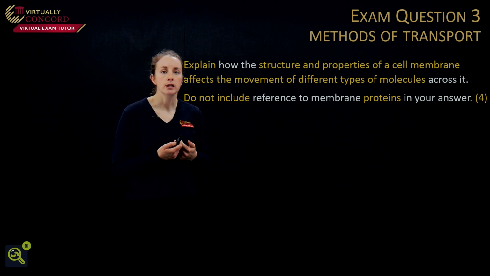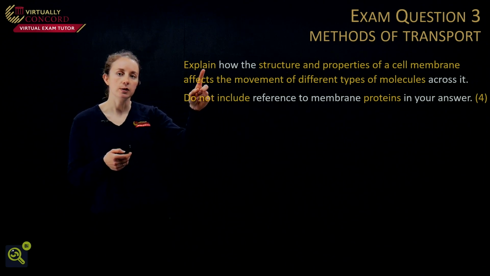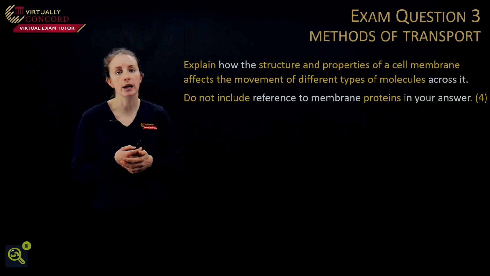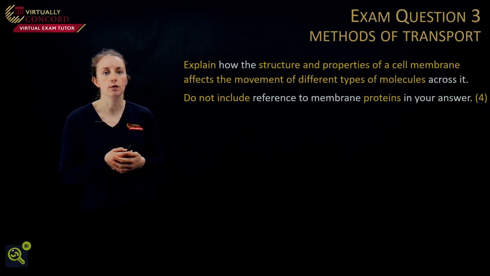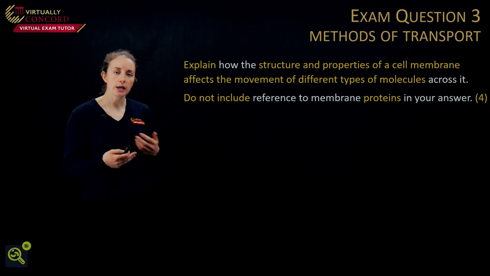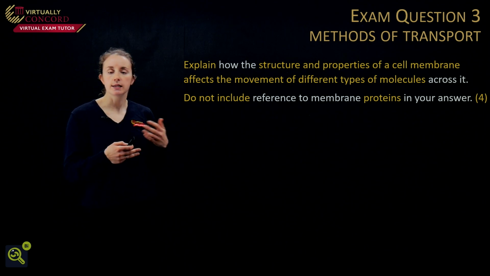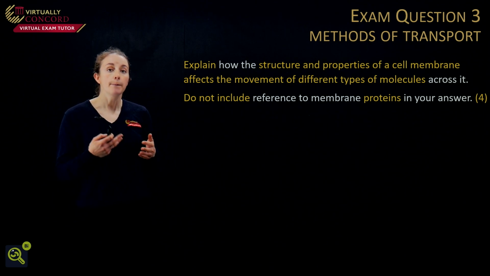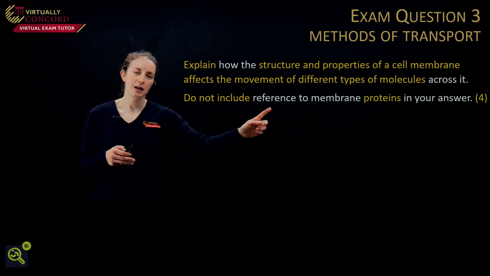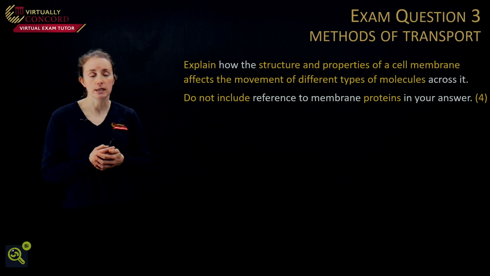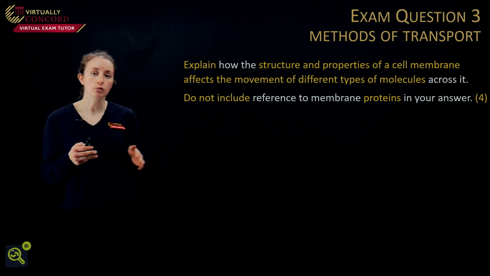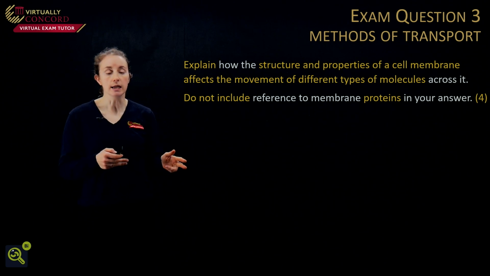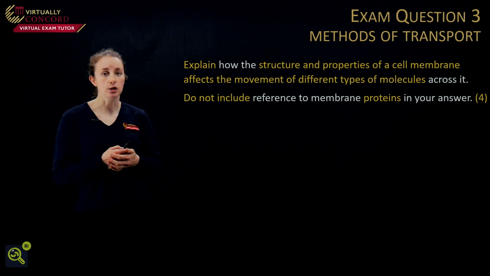If we have a little look at the question wording, it's an explain question, so we need lots of detail. It's asking about the structure and properties of the cell membrane and how they affect the movement of different types of molecule. So when we think about movement of substances, we're thinking simple diffusion, facilitated diffusion, active transport, co-transport. But it specifically says that we should not talk about membrane proteins in the answer. So that rules out facilitated diffusion, active transport, and co-transport, and pretty much just leaves us with simple diffusion.